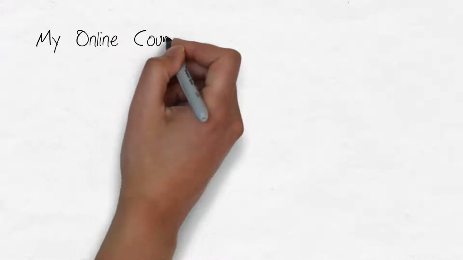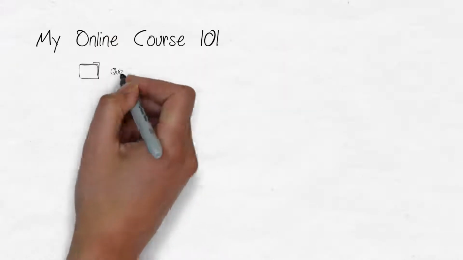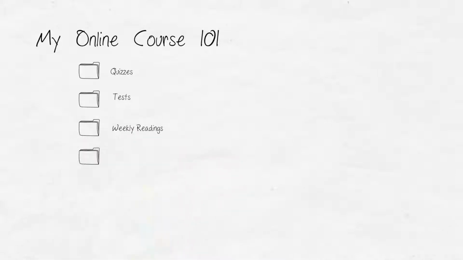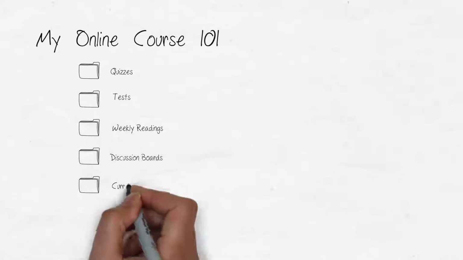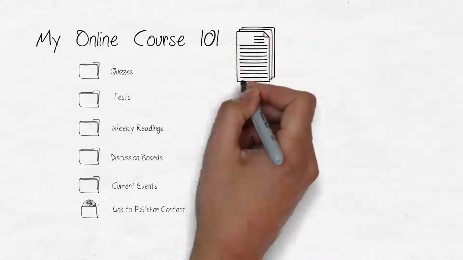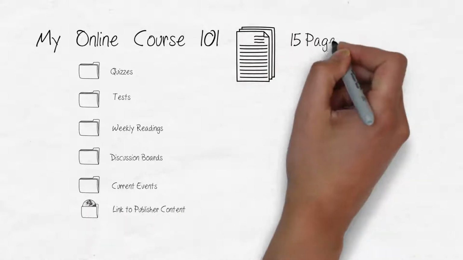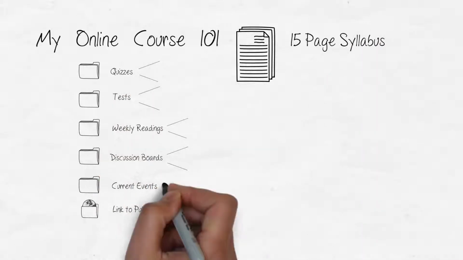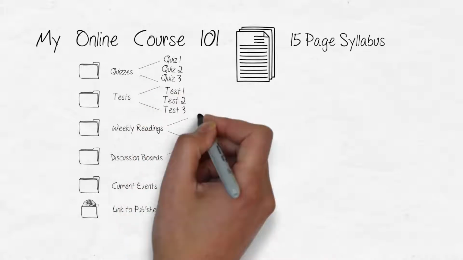For example, imagine you're designing a course. You create a folder of quizzes, a folder of tests, a folder of weekly readings, a folder of discussion boards, a folder with the current event assignments, a link to the publisher's website for more material, and now all the student has to do is read the 15-page syllabus to know what to do and where to find all the appropriate materials. And the course is done.